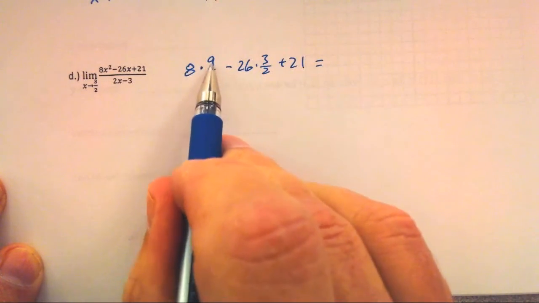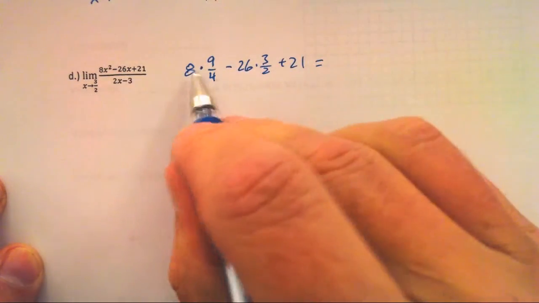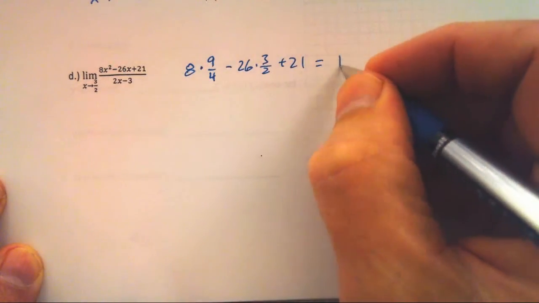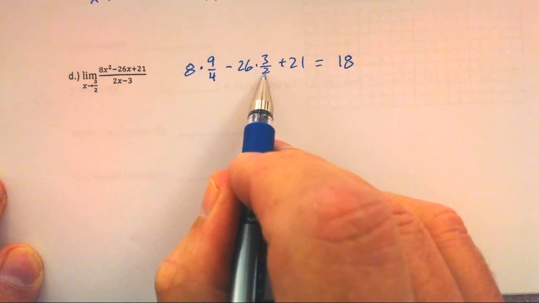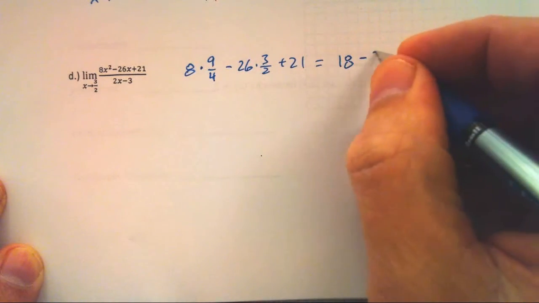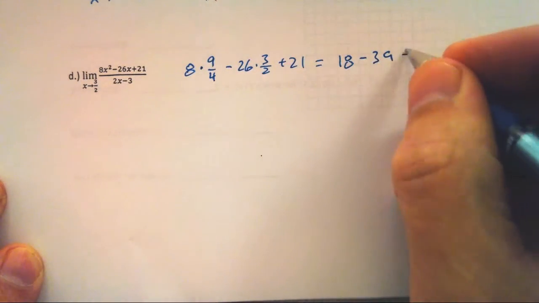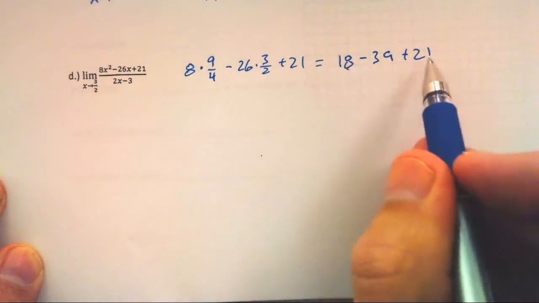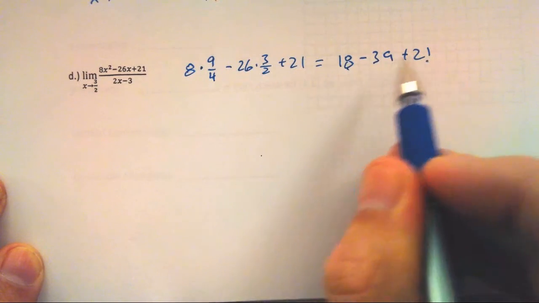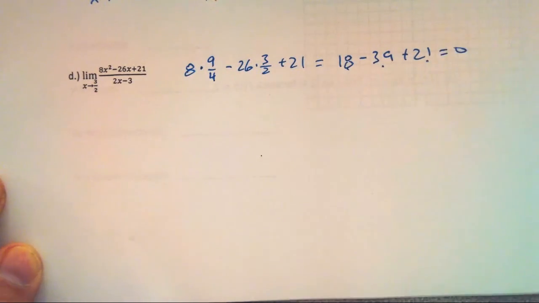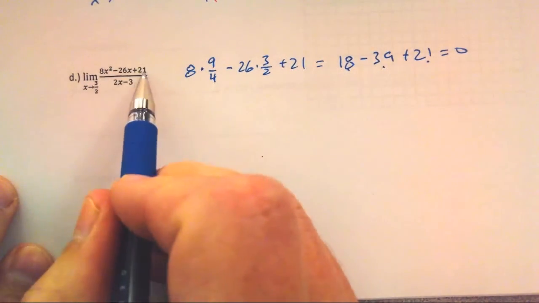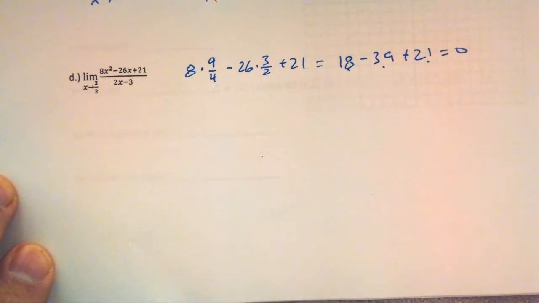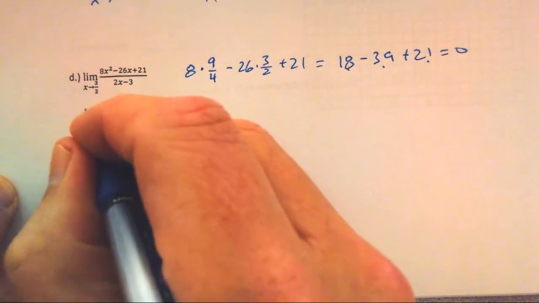8 divided by 4 times 9. 8 divided by 4, 2 times 9, 18. 26 divided by 2, 13 times 3 minus 39 plus 21. And sure enough, 18 and 21 is 39 minus 39, 0 over 0. Now, you say, well, now I got to go back and figure out how to factor this. No, I think I just figured out how to factor it.